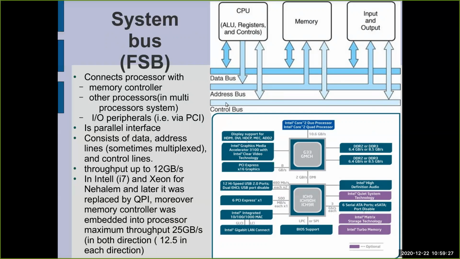So it was a parallel interface where we have many parallel lines. Some of them were used to send data, some of them were used to send address and control. There was a clock. The throughput of this interface was up to 12 gigabytes per second.